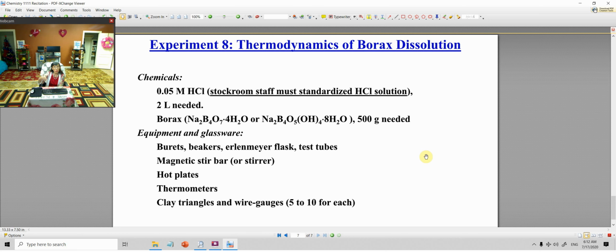So again, you are going to essentially follow the lab procedure to do the titration. I want to mention that your hydrochloric acid must be standardized. I think our stockroom staff already standardized this one. Your borax, you need to measure it, and then you need some burette, beakers, Erlenmeyer flask, test tubes. When you are working on the titration, make sure you swirl your Erlenmeyer flask and make sure the solution is titrated dropwise.